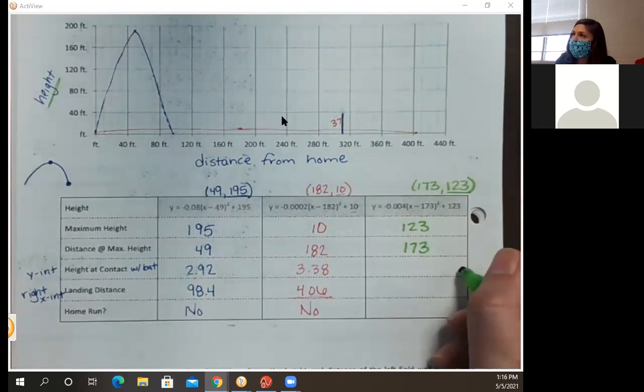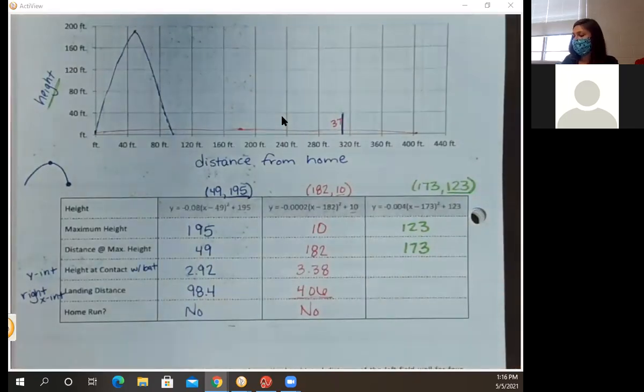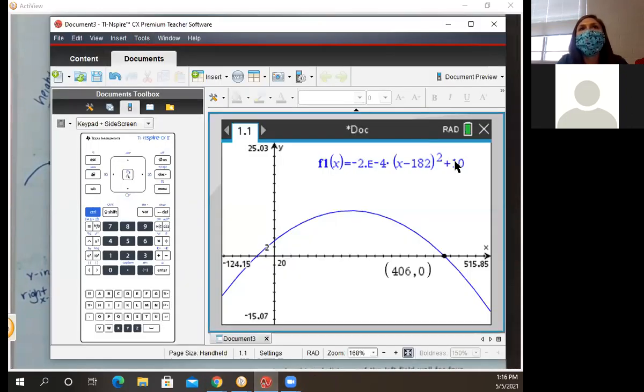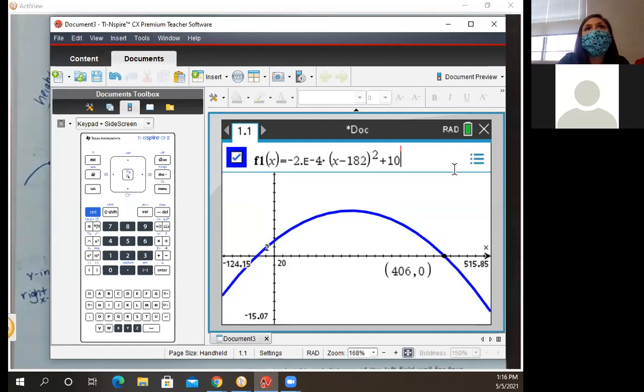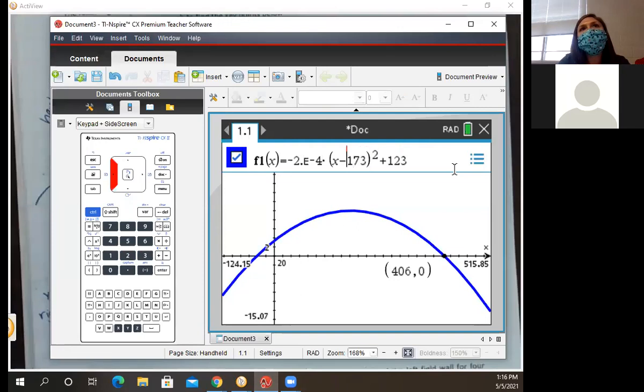I want to know what's my y-intercept? How high off the ground is the ball when I hit it? And then what's our landing distance? What's that right x-intercept? So now I'm going to go back to my calculator. And again, I'm going to just edit the function that I have here. So this will be 123 at the end. And 173 there inside parentheses. And negative 0.004 for our lead coefficient.